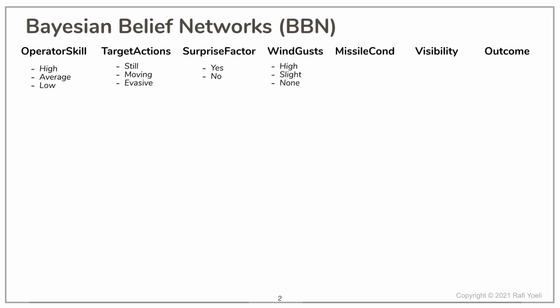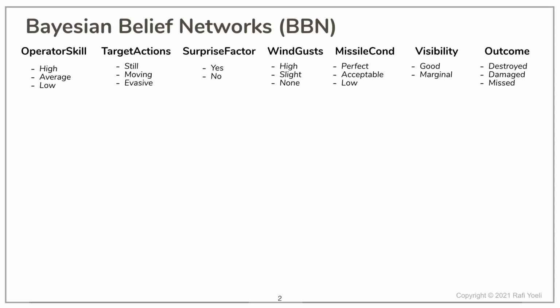Wind gusts are of course detrimental to the ability to command the missile accurately, and we define three states: high gusts, slight, and none. Missile condition will vary between perfect, through acceptable, all the way to low. Visibility is either good or marginal. Here we can assume that if visibility goes down to bad, there will be no launch. Finally, the outcome can be a perfect hit with destruction of the target, a less than perfect hit which will still cause damage, or a total miss.